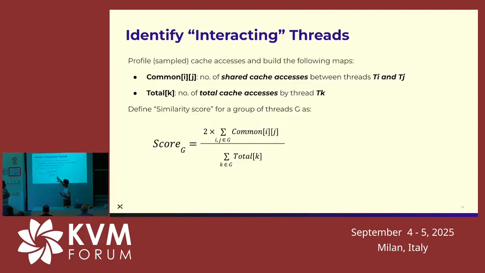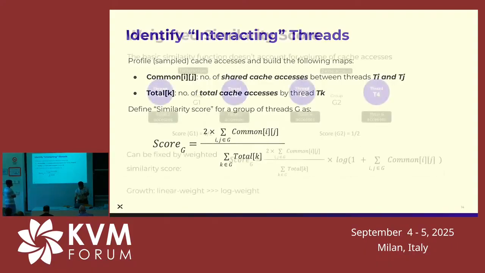2 times the sum of common cache accesses for each pair of threads in that group, divided by the sum of total cache accesses for each thread in that group. Now you can imagine that if, in a group of threads, the threads are interacting a lot, there will be a lot of shared cache accesses, and the numerator will be higher in that case. So the score will be higher.